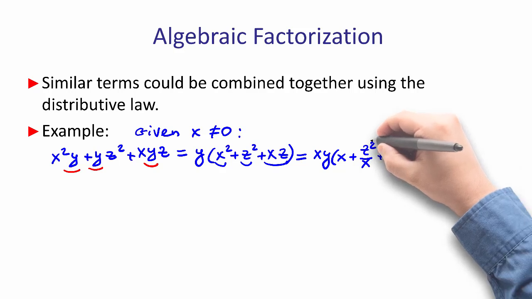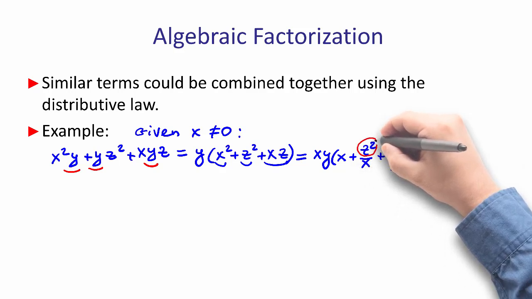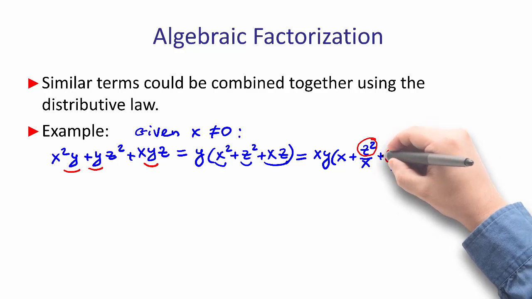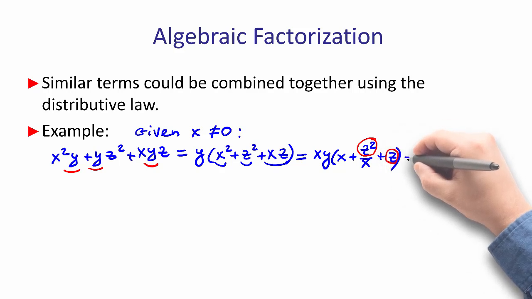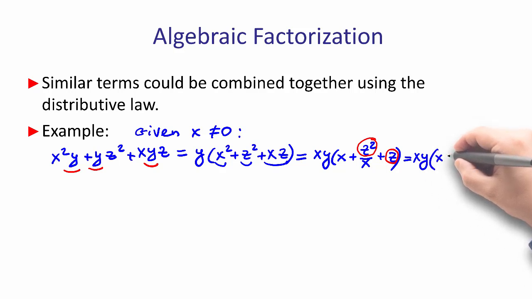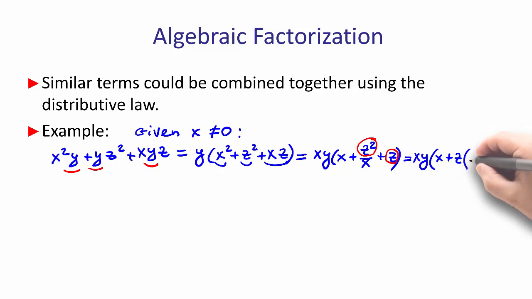Also, you can pay attention that here you have z squared, and here you have z, so we can take out z, and then this is what we will get. So this is still xy multiplied by (x plus z) in common, and then you have z over (x plus 1). So this is one of the possible factorizations that we have here.